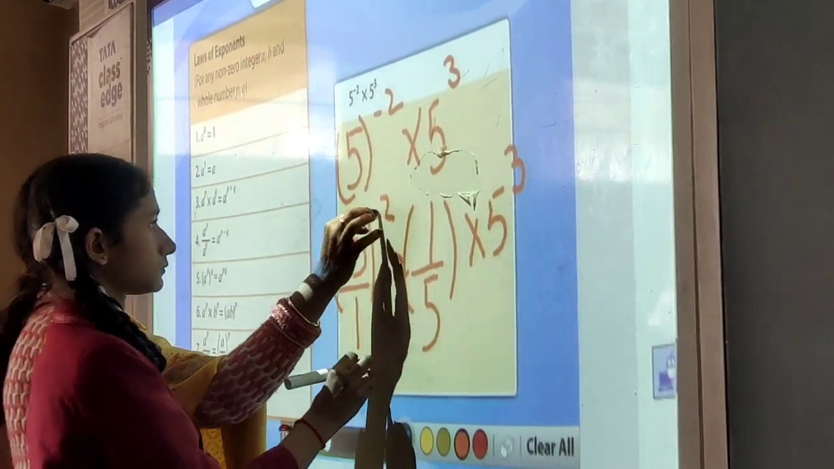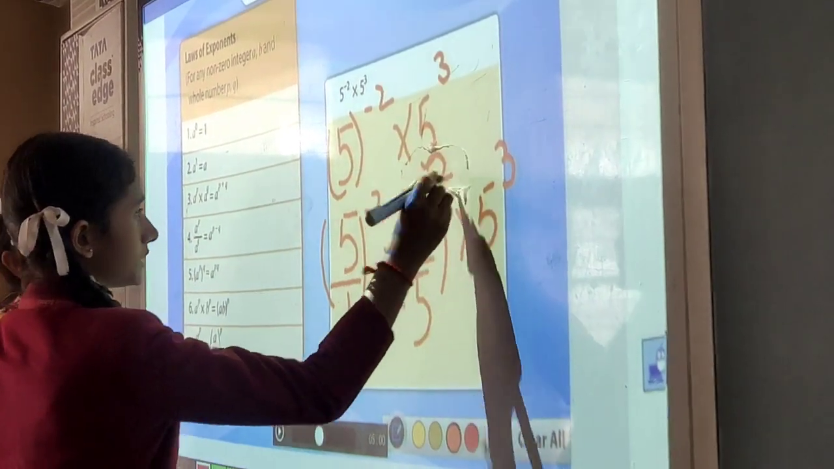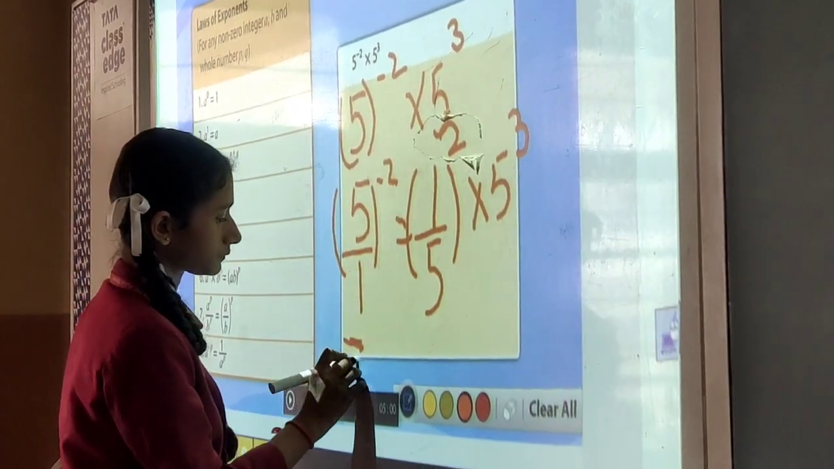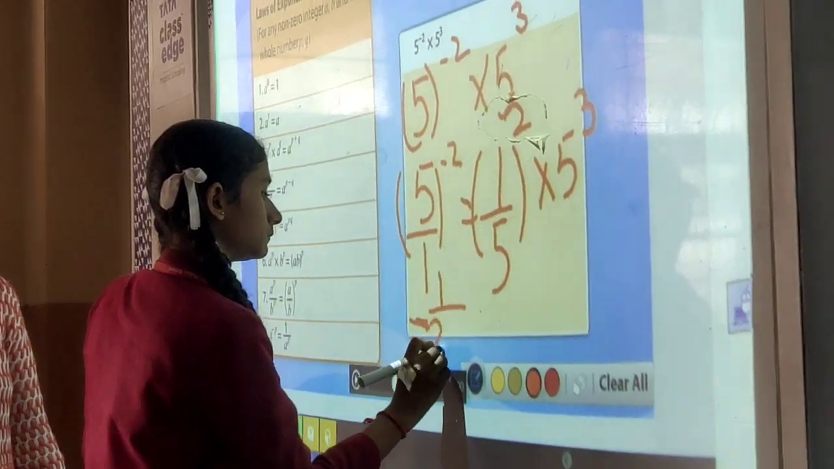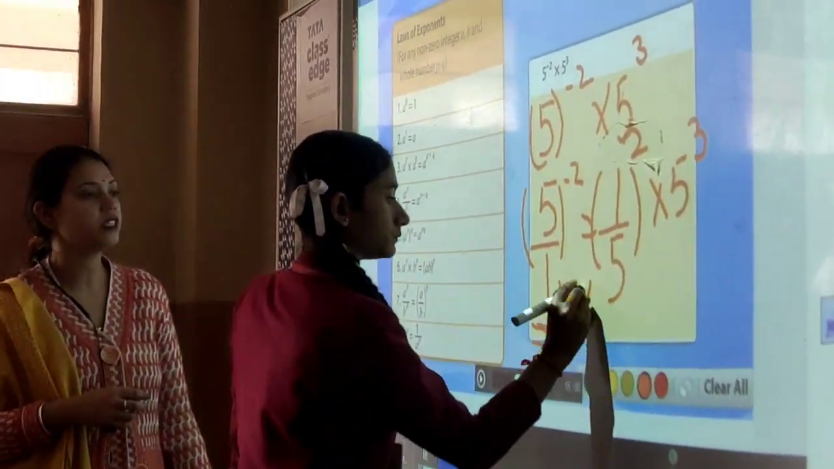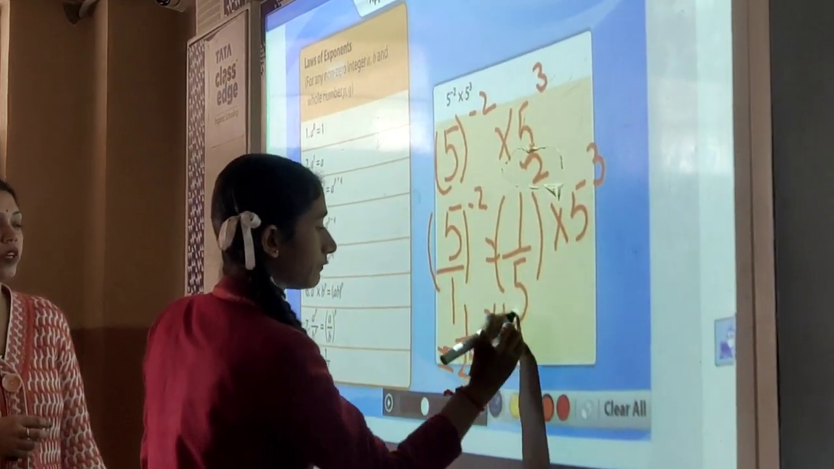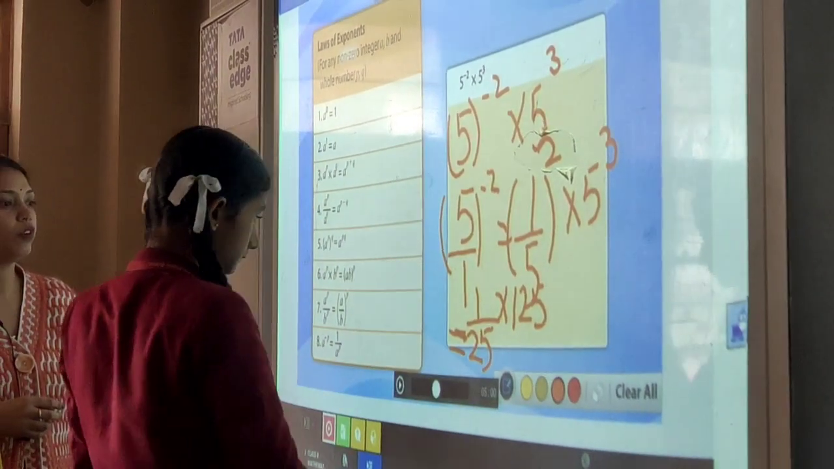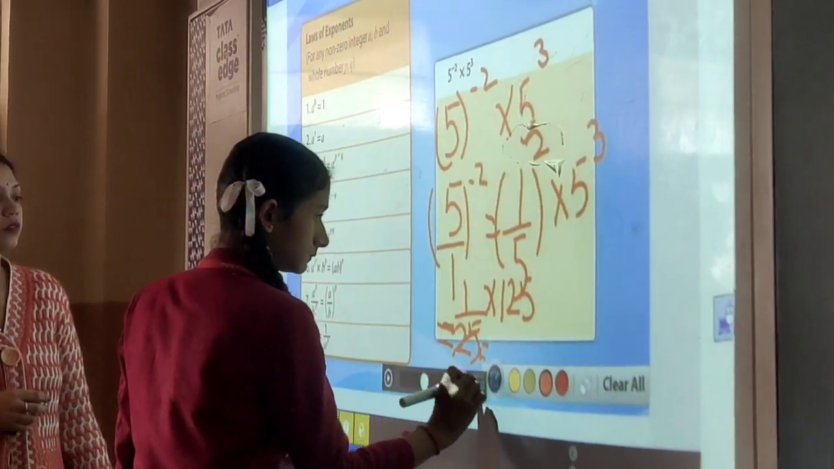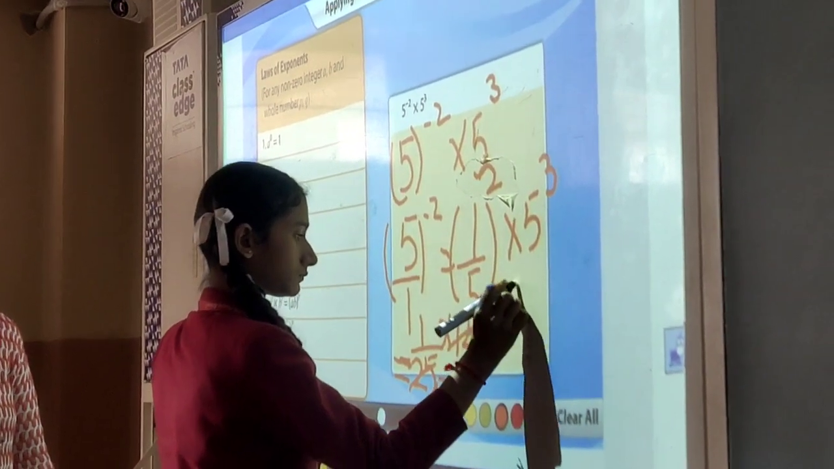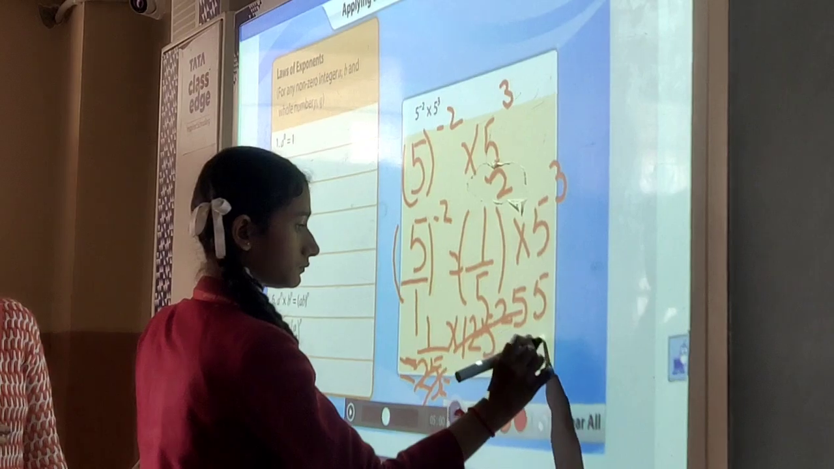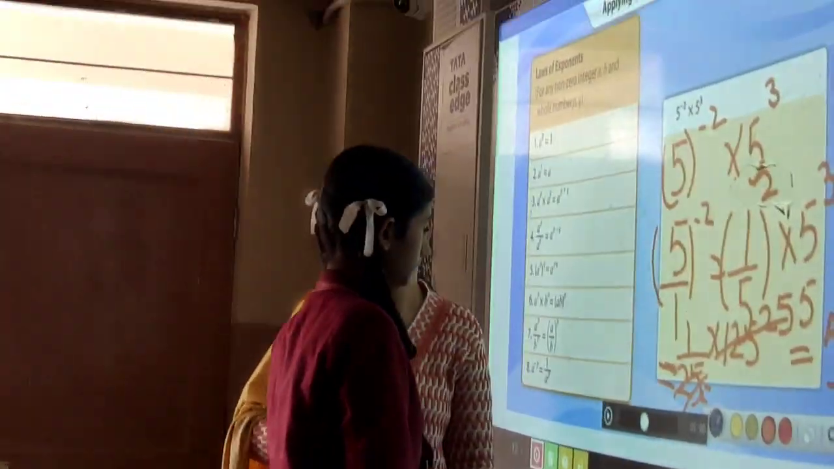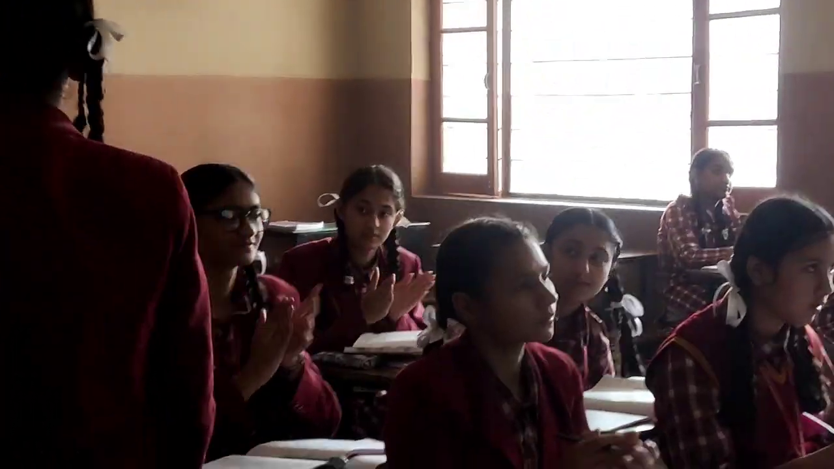Write down 2 here because this negative sign change into positive. Yes. Now what to do next? This is 2 times. Solve it. 1/5. Yes, 1/25. This is 3 times. 1/25. Now solve it further. This is 5. So what's the answer? 5. That's very good. That's it. Clear to all? Yes, ma'am.